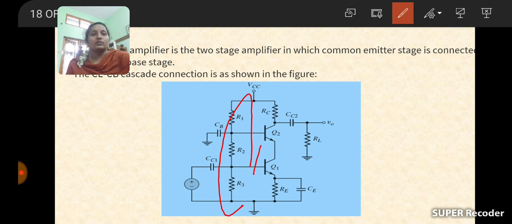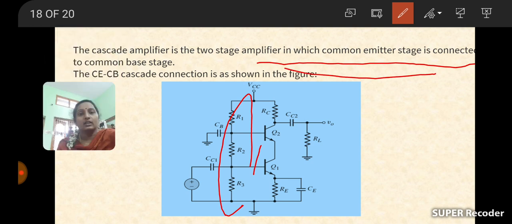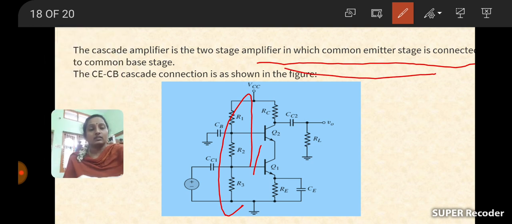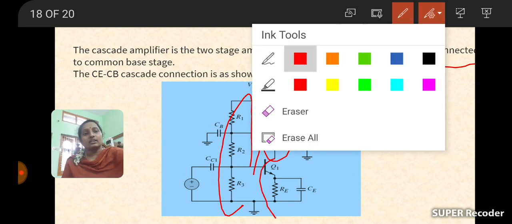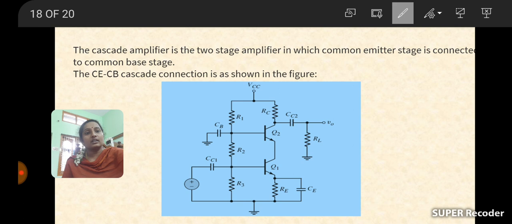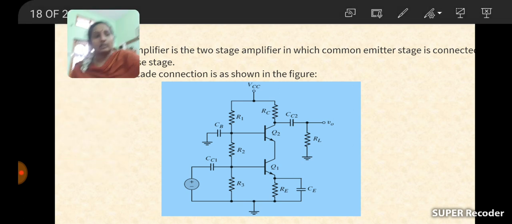If in the two-stage amplifier a common emitter stage is connected to the next stage, a common base, then the previous one is cascaded, and this one is cascoded. So in the cascoded stage, one is common emitter, the other one is common base. If the transistor connection is like this, then that is called what? Cascode amplifier.